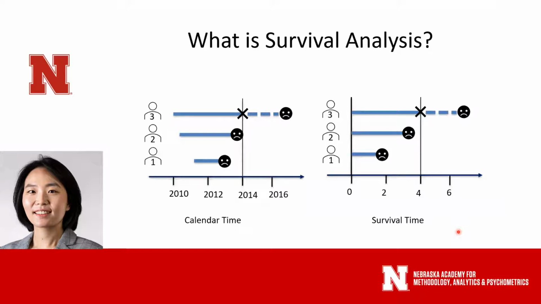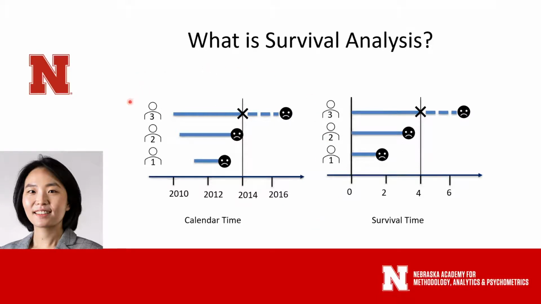There is a difference between calendar time and survival time. Say we have 3 patients with breast cancer. If you look at the first participant, this participant got into our study in year 2010, and an event occurred to this participant in year 2013. So this first participant's survival time is 3 years. You will notice that every participant starts from the same time origin in survival time, and there are no negative values in survival time. So survival time is always positive.